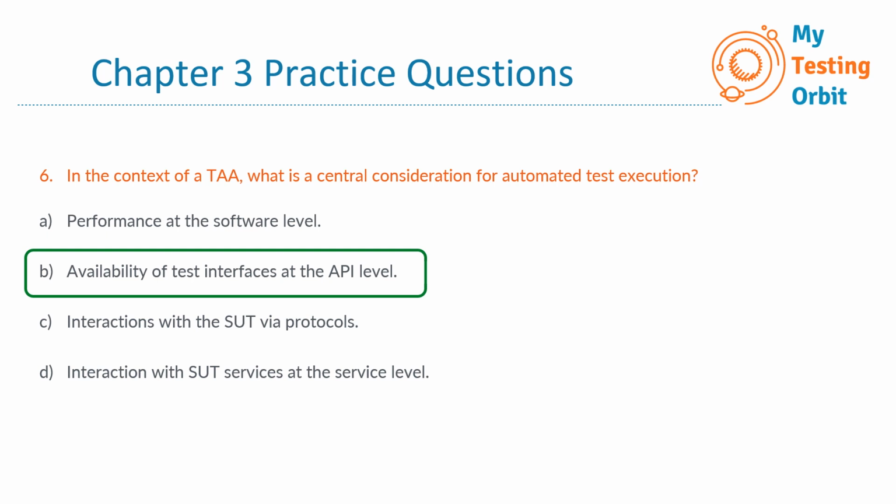Option C, interactions with the SUT via protocols. So this option is important but relates to a different level of interaction, not specifically the central consideration for automated test execution. Similarly, option D, interaction with SUT services at the service level, is also incorrect because it pertains to a different level of interaction within the SUT, not specifically the central consideration for automated test execution at the API level.